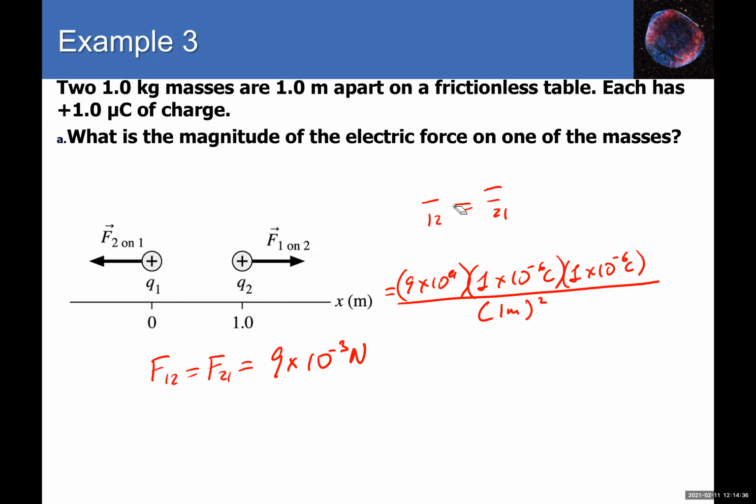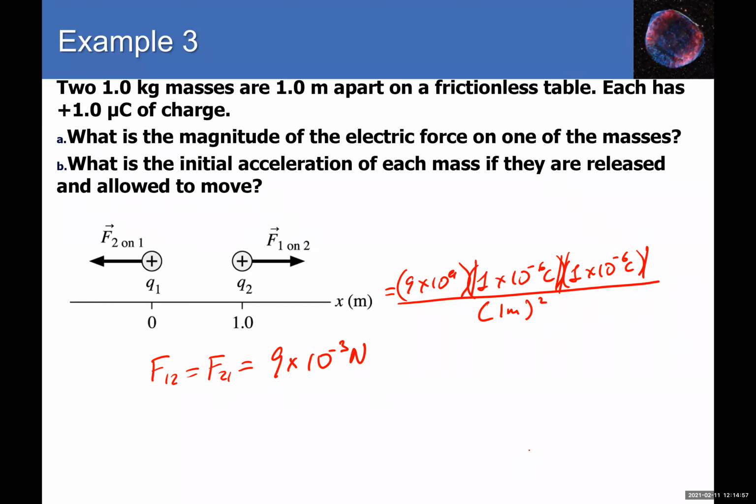That means we calculate using Coulomb's law, and make sure that even if one of them was negative, we need to put absolute value. Unit for the length has to be in meters in order for us to put it there and square that, and then just find it in terms of newtons. Part B says, then what is the initial acceleration of each mass if they are released and allowed to move?